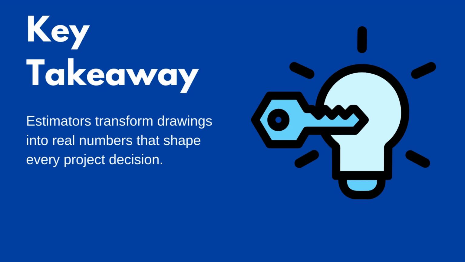So the key takeaway here is this: estimators transform drawings into real numbers that shape every project decision. We turn lines on paper into labor, materials, and cost, the very data that brings the design to life. In the next lesson, we'll explore the different types of construction plans and how each trade's drawings play a role in that process.